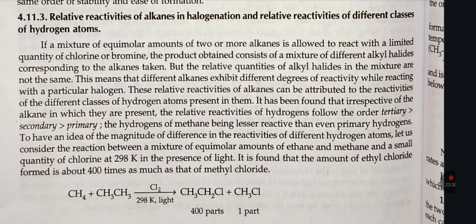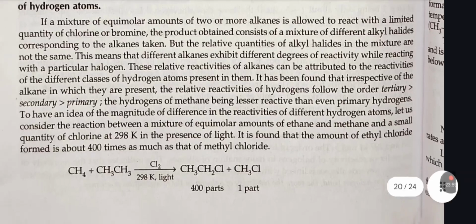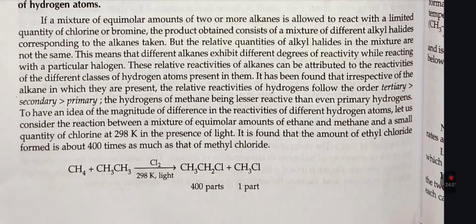If a mixture of equimolar amounts of two or more alkanes is allowed to react with a limited quantity of chlorine or bromine, the product obtained consists of a mixture of different alkyl halides corresponding to the alkanes taken, but the relative quantities of alkyl halides in the mixture are not the same.